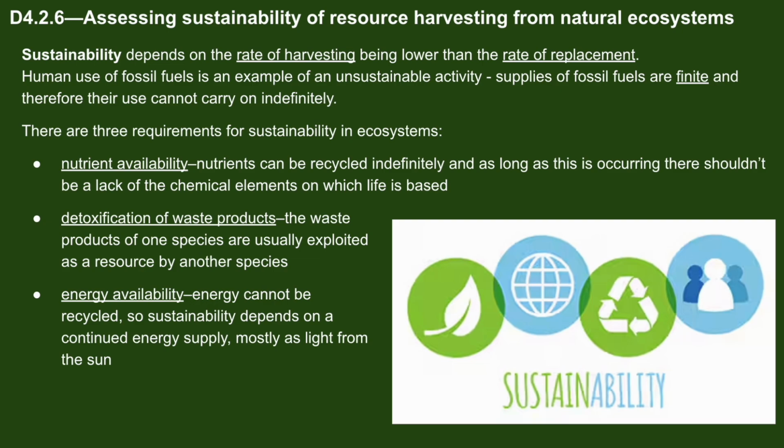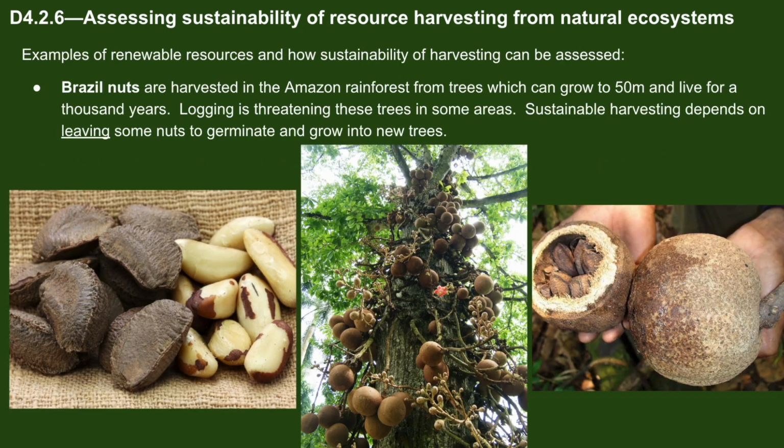Sustainability depends on the rate of harvesting being lower than the rate of replacement. We don't want to catch more fish than the fish can reproduce themselves. So we need to make sure human use of fossil fuels is unsustainable. Fossil fuels are finite. Their use cannot carry on indefinitely. So we need to have enough nutrients. Waste products need to be able to be detoxified, and there has to be enough energy for a sustainable ecosystem to exist.